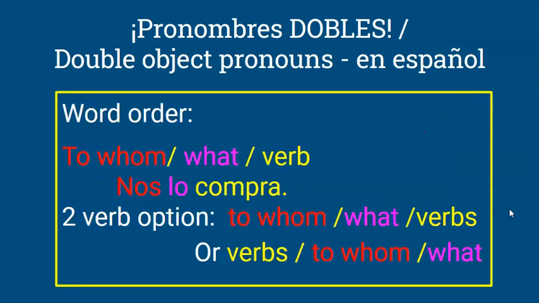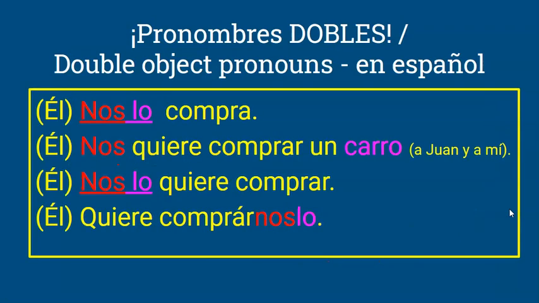And the word order is like this, you'll see it in just a minute, usually to whom, what, and the verb. So it looks like this, nos lo compra, in the same example of the car. And when we have two verbs in a sentence, you'll see similar options as when you have just one pronoun. We'll do it with the doubles. This is what it looks like. Nos lo compra. So using the same car example, he buys it for us or is buying it for us.